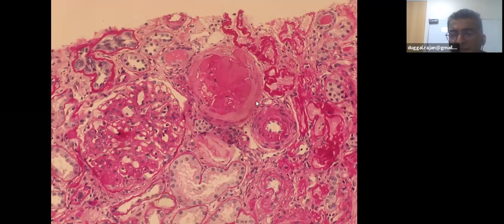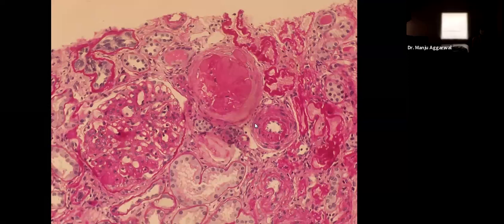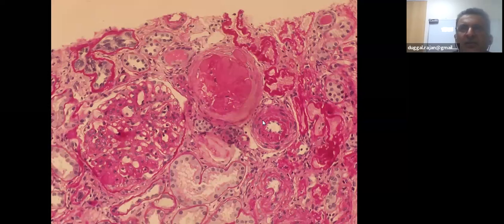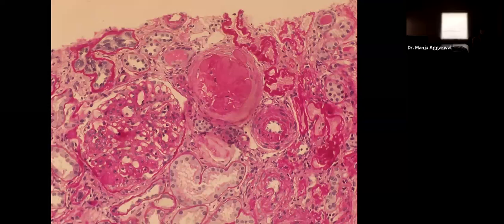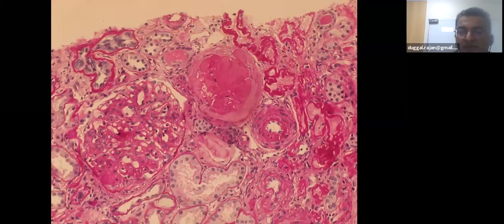This vessel is showing a hyperplastic arteriopathy. You can see this is the intima, and the media is showing onion skinning. When you see onion skinning of the vessel, that is called hyperplastic arteriopathy. That is commonly seen with hypertension, chronic TMA, and if there is a scleroderma crisis, you can find this kind of hyperplastic arteriopathy. So this also suggests that uncontrolled hypertension is causing all these things.